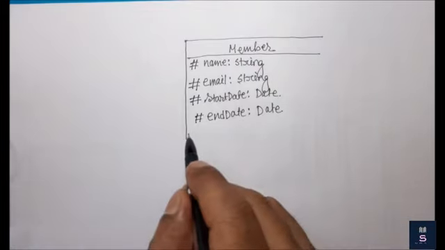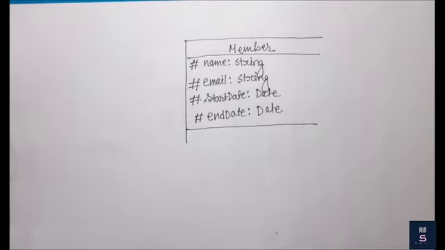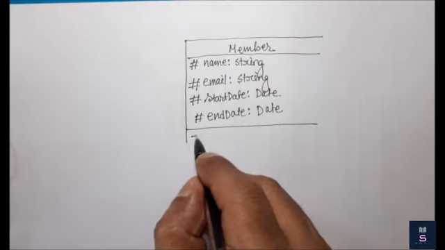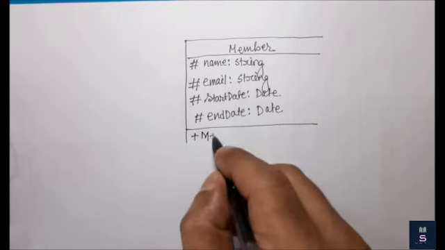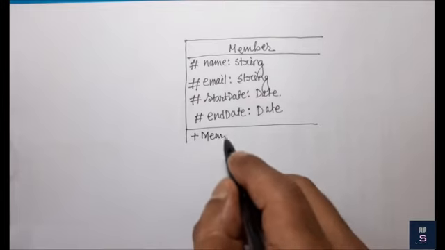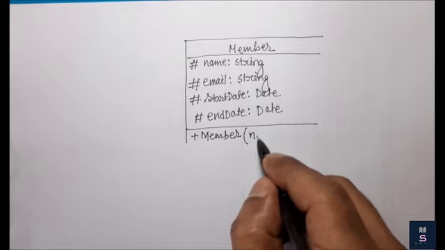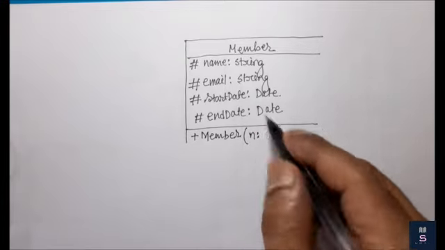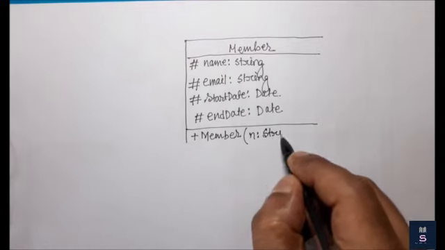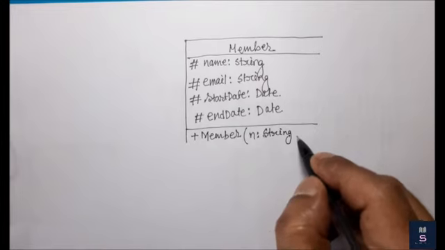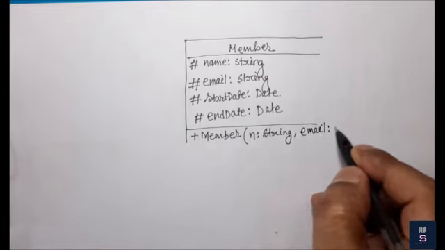Let me write some member functions. First, the constructor. We already know that if I want to implement a constructor, the constructor name must be the same as the class name. And if I want to pass some arguments, for example a string, n is my name and string is the data type. In the same way we can declare email here also, which is also a string.